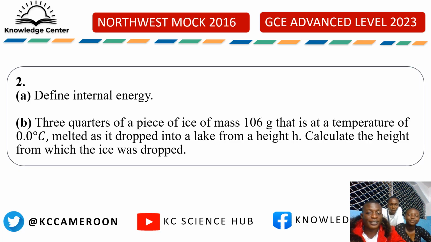Okay, guys, the question says: A. Define internal energy. B. Three quarters of a piece of ice of mass 406 grams that is at a temperature of 0.0 degrees Celsius melted as it dropped into a lake from a height of h. Calculate the height from which the ice was dropped. Perfect. So let's calculate the height.